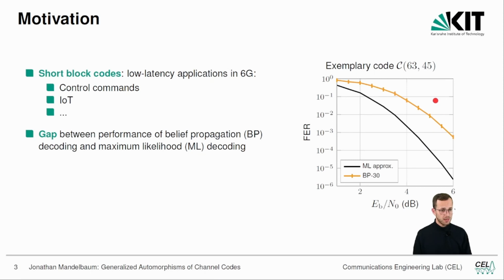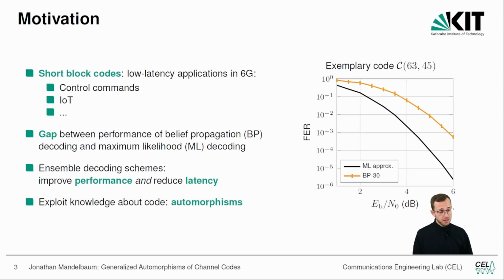Here on the right side, I depicted the frame error rate performance for an exemplary 63,45 code, therefore a short block code. And we can observe here in orange the BP performance compared to an ML decoder in black. And as we can see here, there's still a considerable gap. However, belief propagation decoding is desired because of its low complexity and easy hardware implementation. The idea now is to use ensemble decoding schemes at the receiver side, which are able to both improve performance as well as reduce latency.